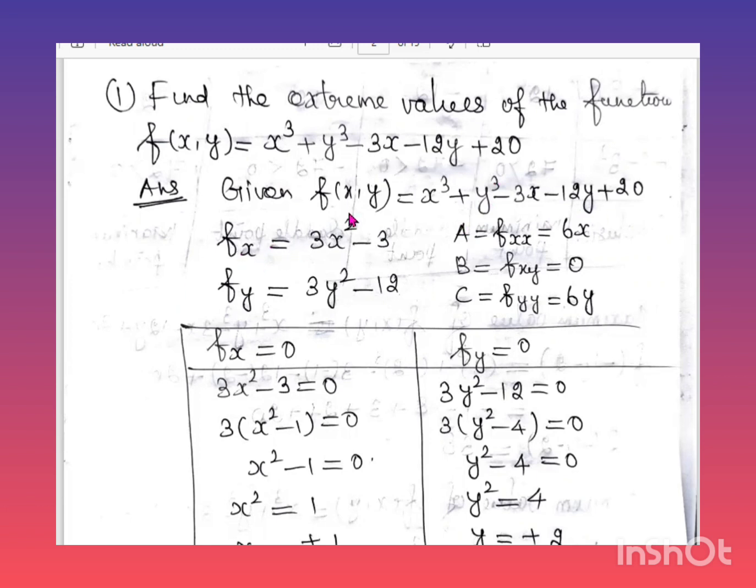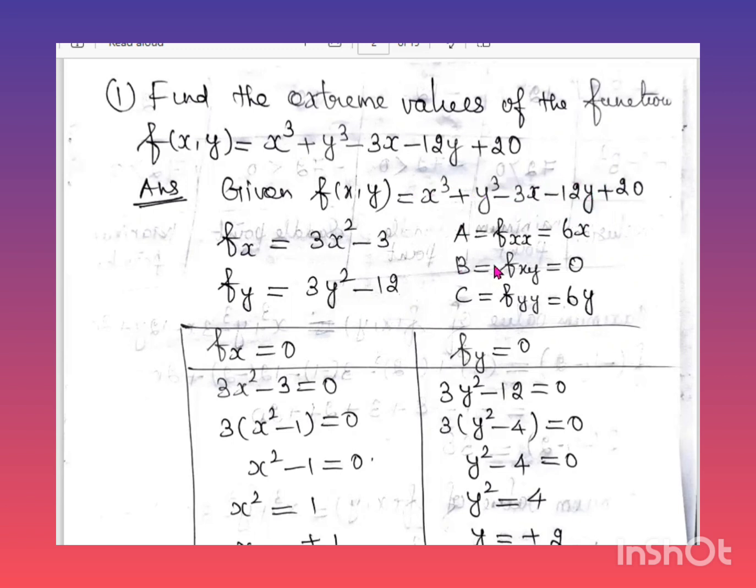fx, you have to differentiate f with respect to x, dou f by dou x. X cube if we are differentiating, 3x square. Y cube if we are differentiating with respect to x, it will be 0. Minus 3x, if we are differentiating, you will get minus 3. Minus 12y, 0, 20, 0. So 3x square minus 3, if we are differentiating f with respect to x. If we are differentiating f with respect to y, y cube, 3y square, minus 12y, minus 12.